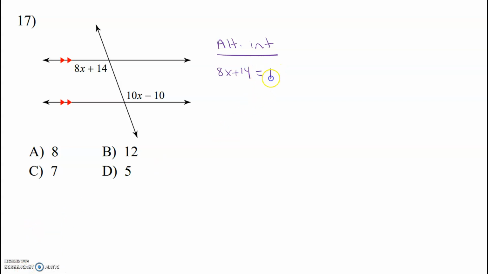Should equal 10x minus 10. I'm going to subtract 8x from both sides. So 14 equals 2x minus 10. Add 10 to both sides. 24 equals 2x. And divide both sides by 2. You should get x is 12. I think that's the last one. Yep, that's the last one.